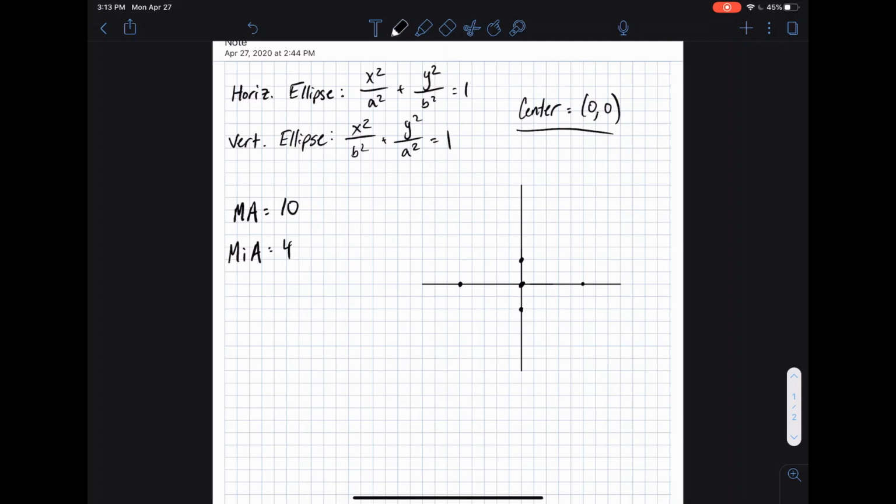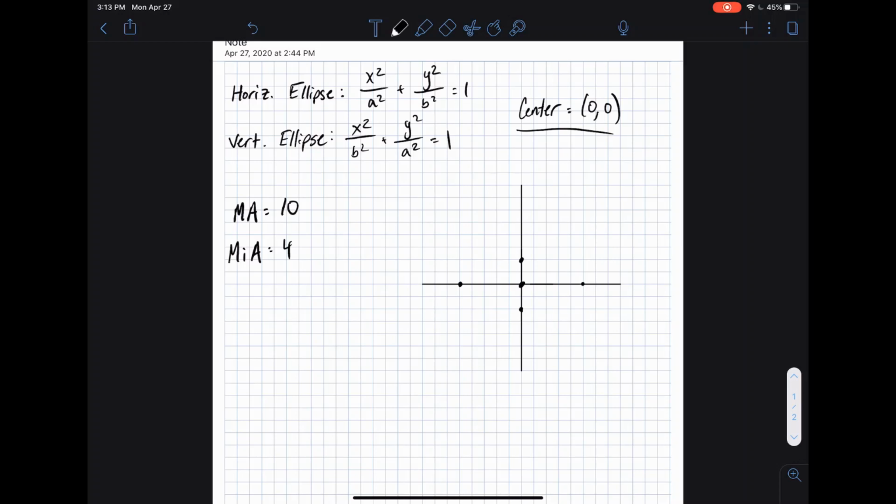You can also do the same thing if the major axis was on the y-axis instead of the x-axis. In this problem, it doesn't tell you which, so you can assume either or. So you can use either equation, either the horizontal or the vertical. In this case, we'll use the horizontal equation.